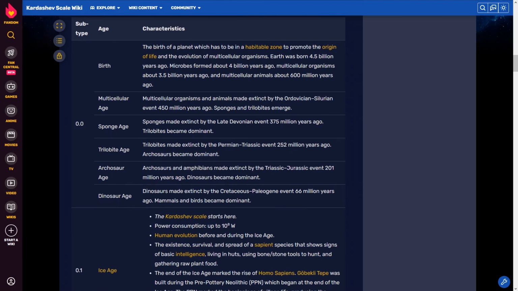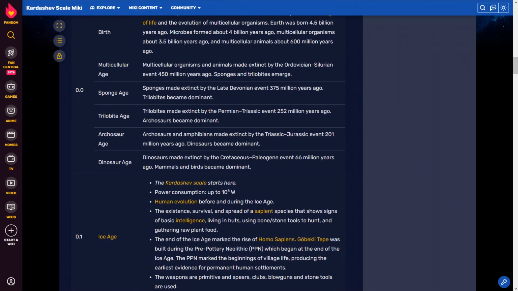Earth was born 4.5 billion years ago. Microbes formed about 4 billion years ago. Multicellular organisms about 3.5 billion years ago. And multicellular animals about 600 million years ago.